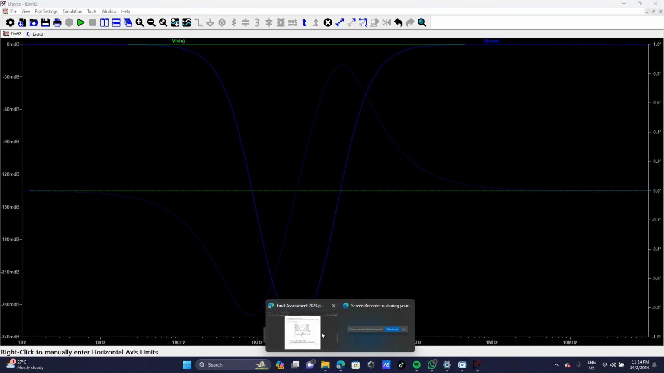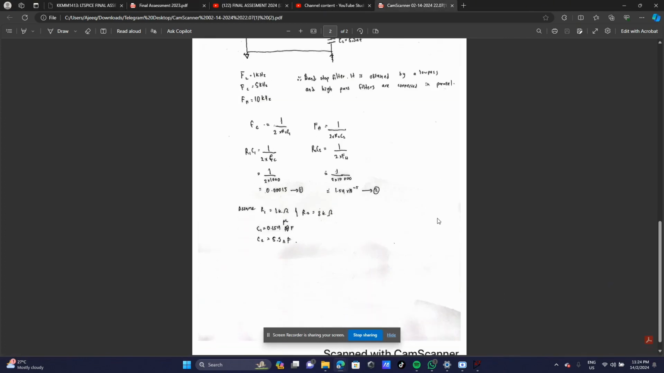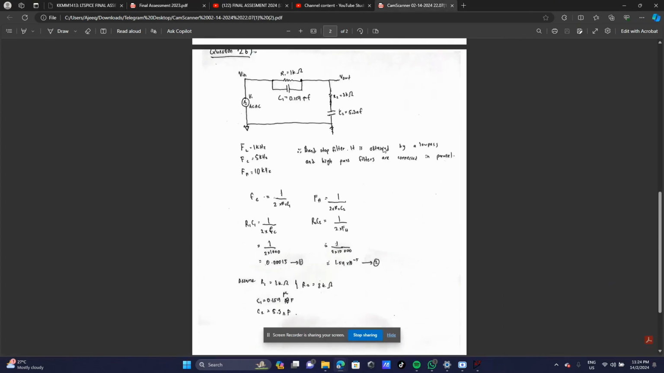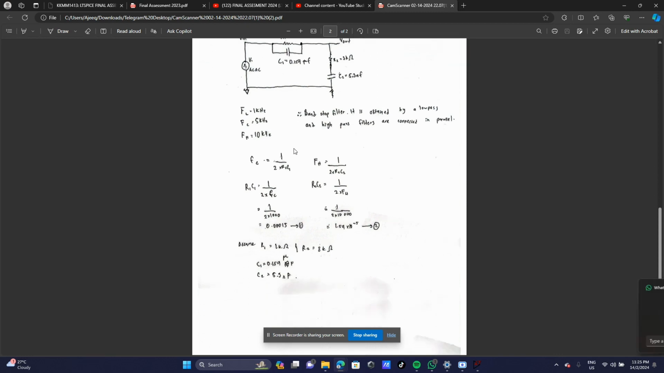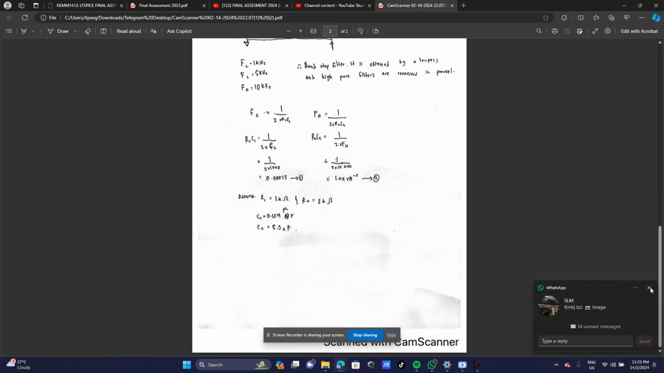Okay, and then we're going to continue to the calculation, which is calculation number 2. I have the same graph over here. So we have to state the band stop filter, what type of graph this is. So I just put that a band stop filter is obtained when low pass and high pass filters are connected in parallel. And then we're going to continue with the calculation.